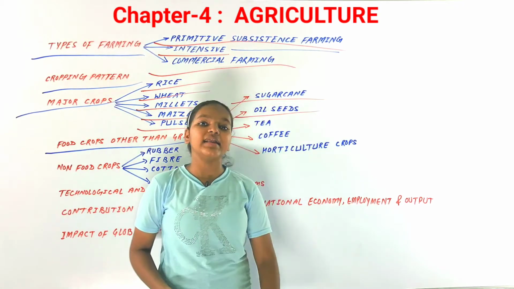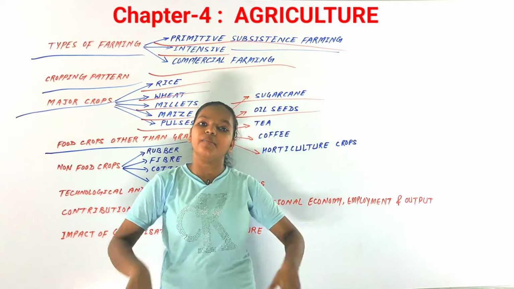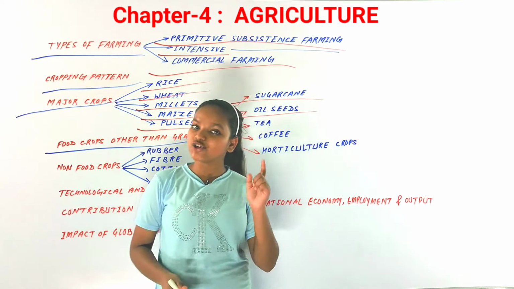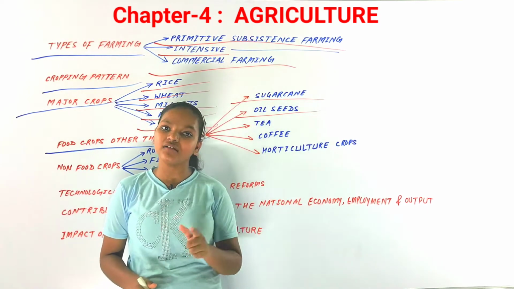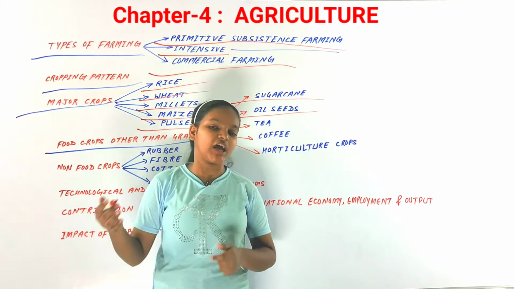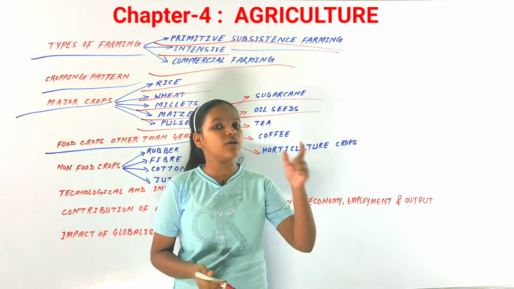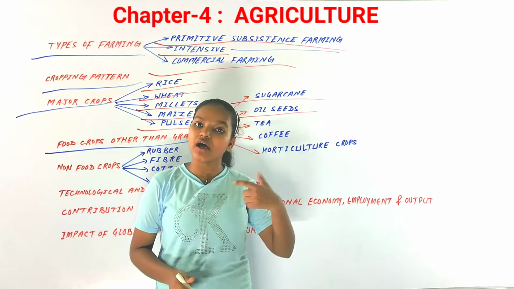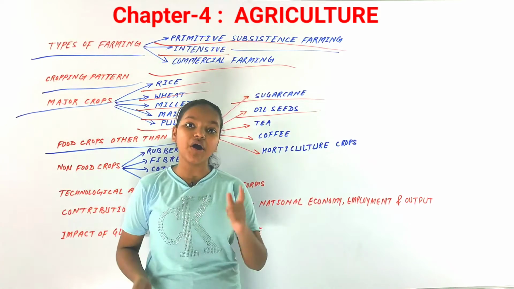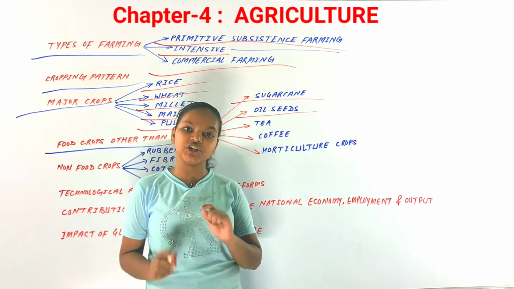Now you know that in 2016 it was recorded that India was second in sugarcane after Brazil, and in oil seeds we were third after Canada and China. So you could say that for groundnut production precisely, we were third after Canada and China.